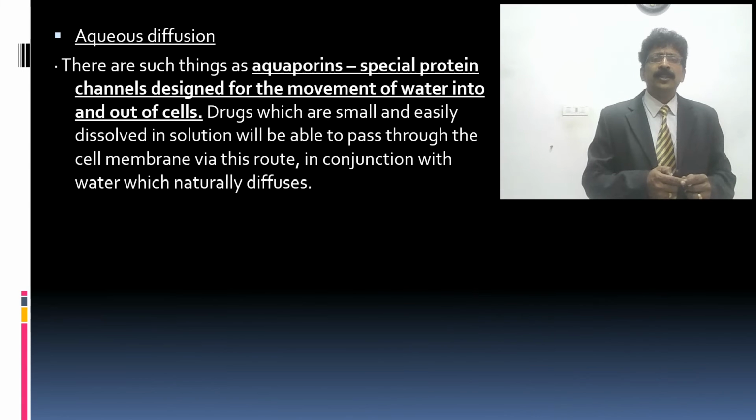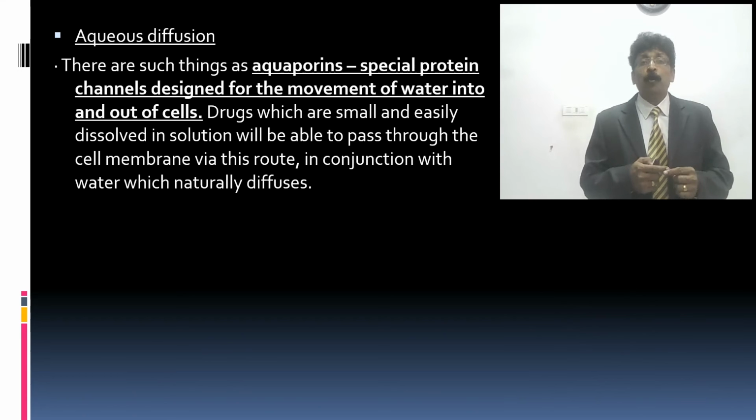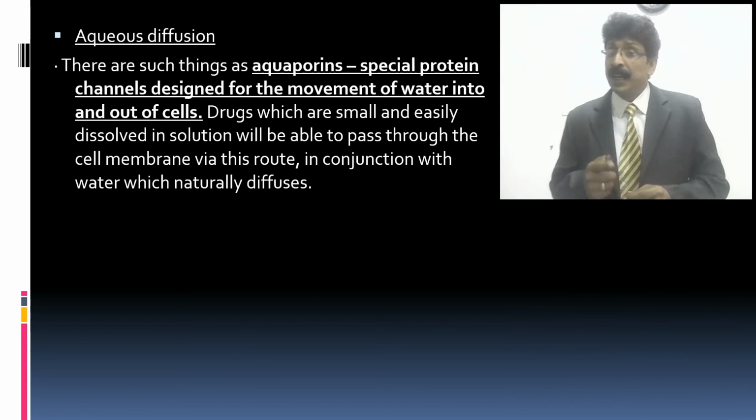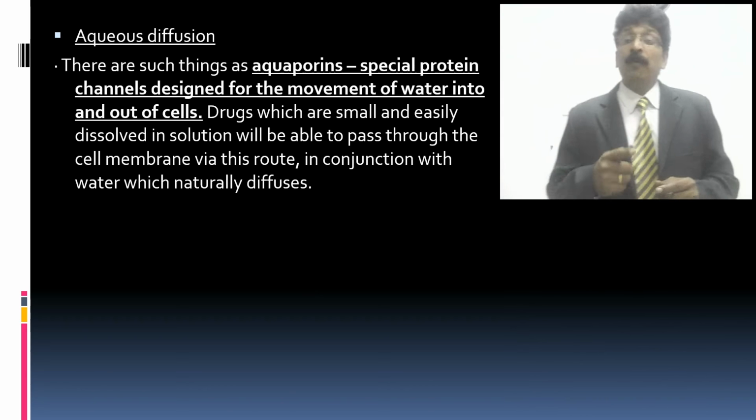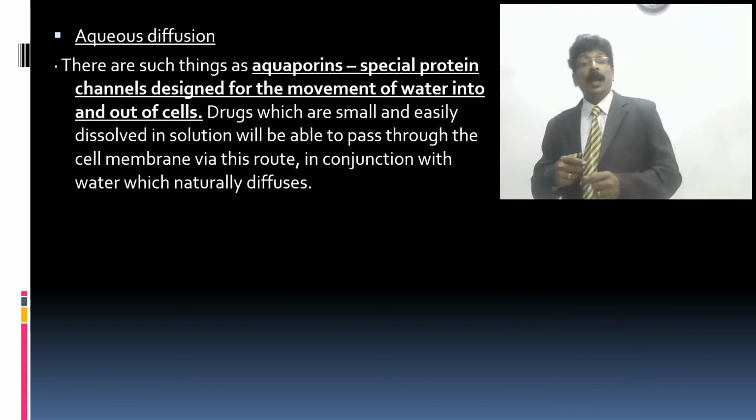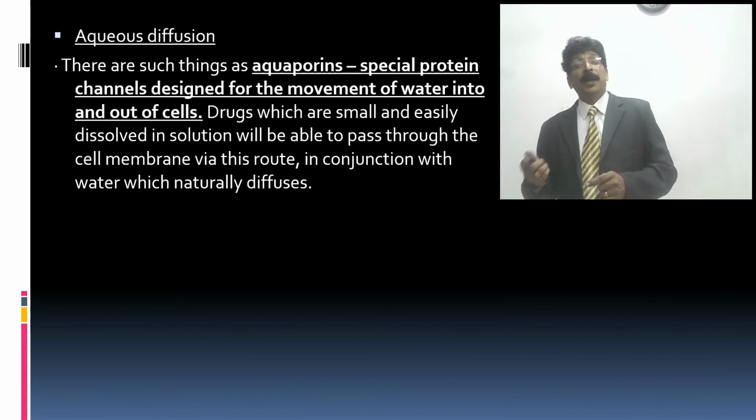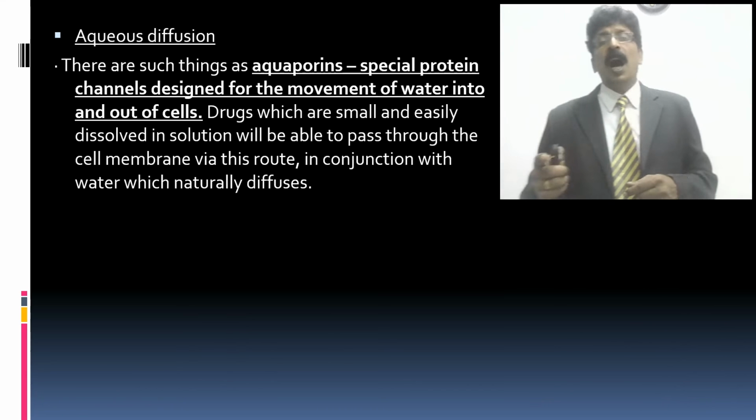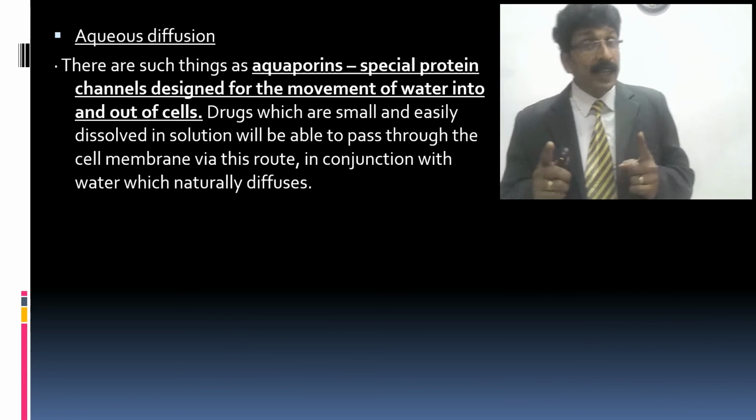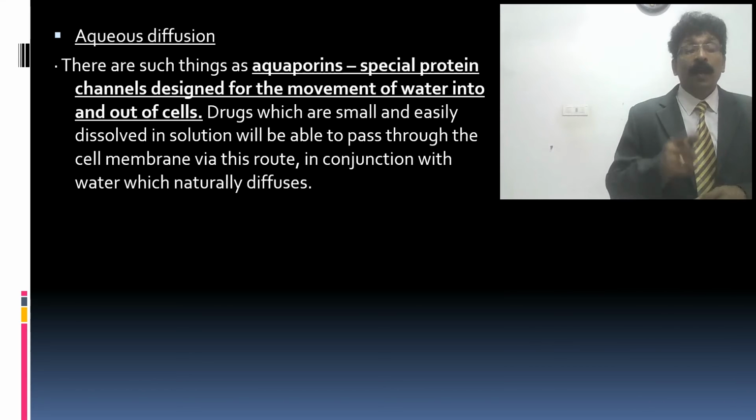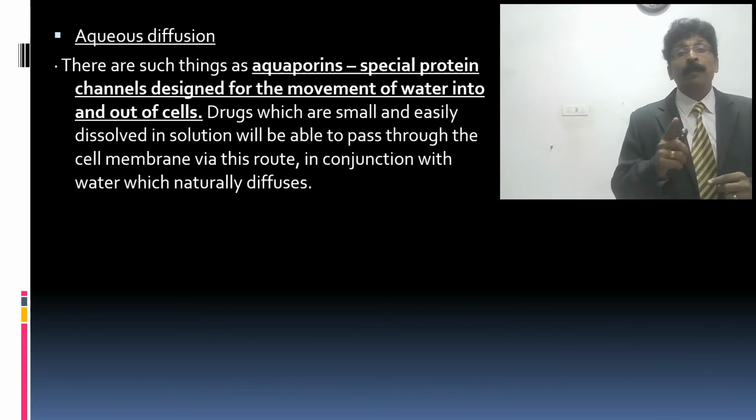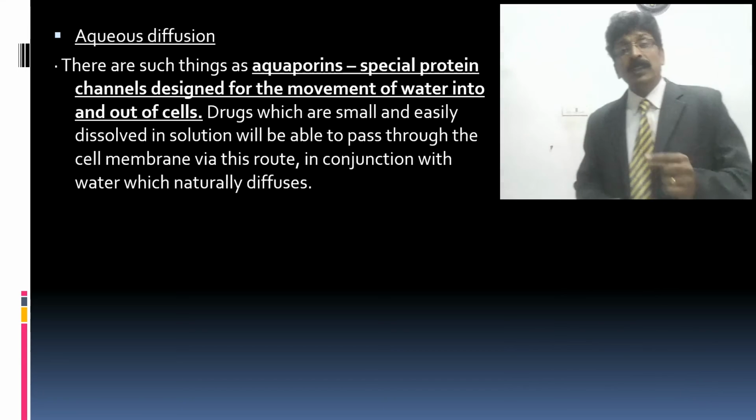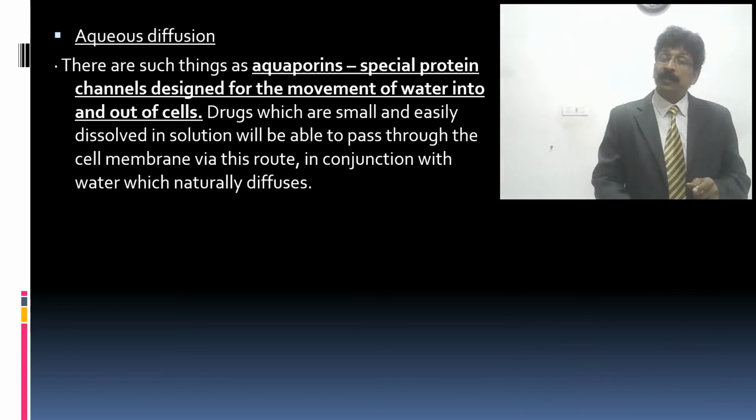Aqueous diffusion: there are such things as aquaporins, special protein channels designed for the movement of water into and out of the cell. Drugs which are small and easily dissolved in solution will be able to pass through the cell membrane via this route, in conjugation with water, by natural diffusion.